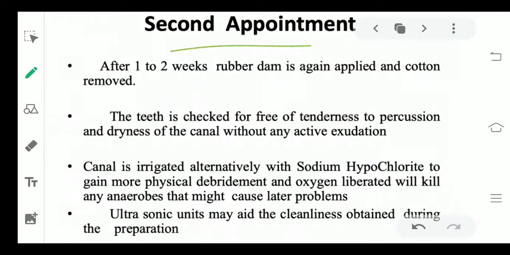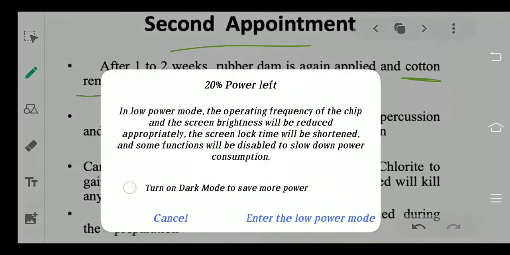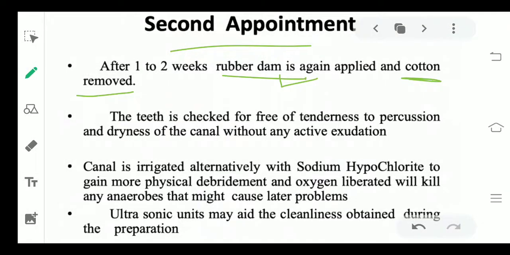After that, coming to the second appointment, after 1 to 2 weeks, you will call your patient again. Now what you will do is, again you will apply the rubber dam isolation, very very important. Now remove the cotton which you placed 1 to 2 weeks earlier, okay? Remove that cotton. The tooth is again checked for any kind of tenderness to percussion or any kind of dryness. So we have to check that first.